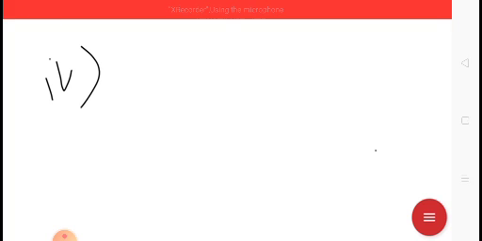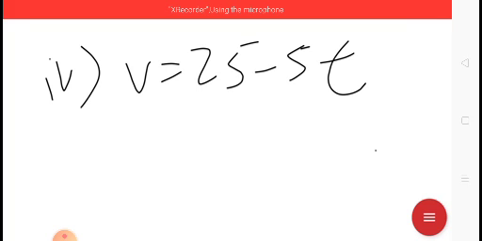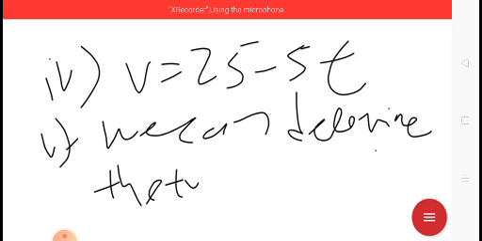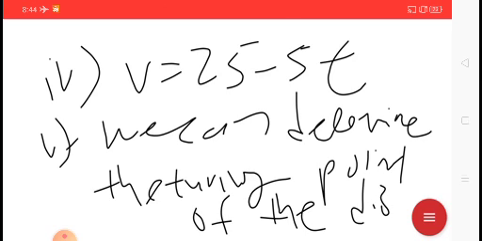Part 4, determine the velocity expression for the bird at time t seconds. Differentiate the equation and you will get v equal to 25 minus 5t. Part 5, in relation to the distance equation, explain the meaning when velocity equals 0. When velocity equals 0, we can determine the turning point of the distance, or the turning point of the travelling. If you have any other logical answer, I will accept it also.